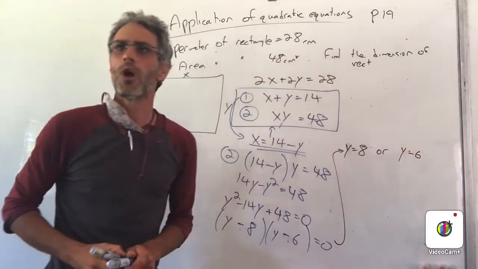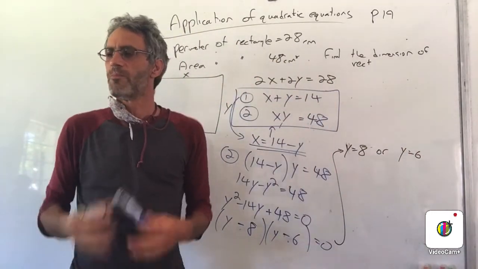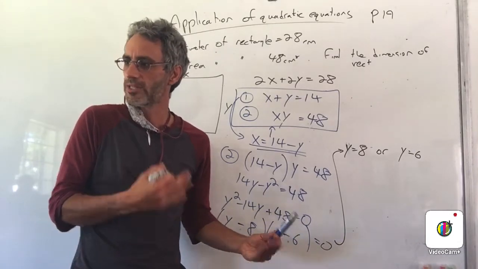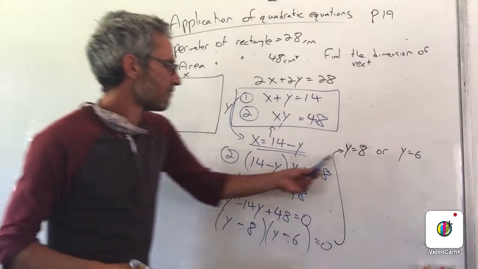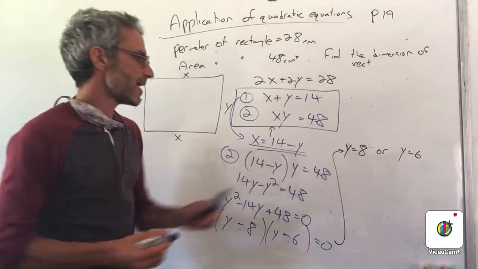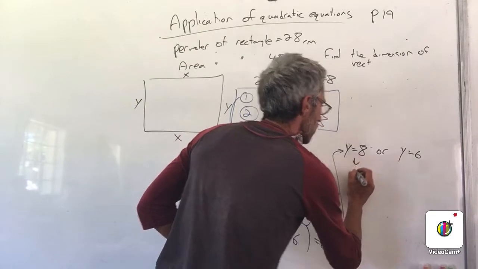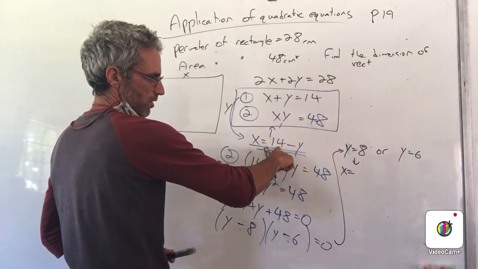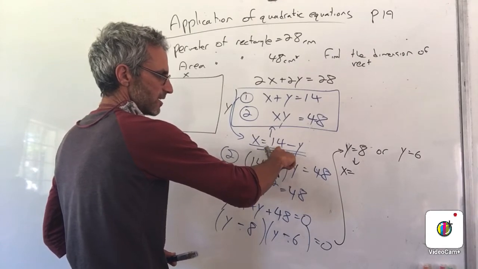Now we need to figure out what these solutions mean. Maybe one of them needs to be cancelled. Not always, in this case it's not. But we need to see what they mean. So I found the y's. What else do I need to find? X. So if y equals 8, x will be equal to, I use this equation, 14 minus 8, it will be 6.